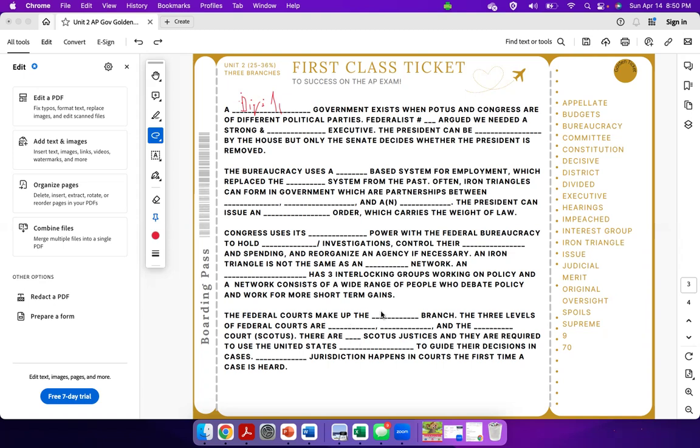Okay. So the federal courts make up the judicial branch. The 3 levels of the federal courts are the district, appellate, and Supreme Courts. The district level courts hear the most cases by far because they hold original jurisdiction. The appellate courts are where the parties go to appeal. The Supreme Court, the highest court, is mostly an appeals court. Okay. So there are 9 Supreme Court justices, and they are required to use the United States Constitution to guide their decisions in cases. Original jurisdiction happens in courts the first time a case is heard.